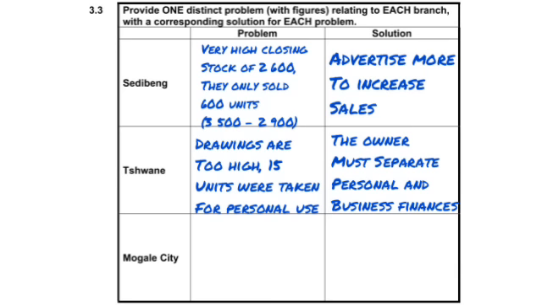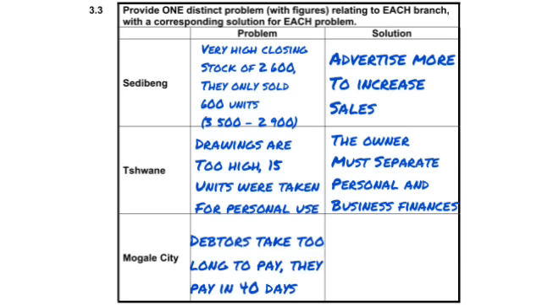And then what is the solution here? The solution here is that our owner needs to separate his personal and business finances, because that means instead of using money to buy the cooler boxes, he's just taking them, and that is him mixing personal and business, which they shouldn't mix. And then in Mohali City, we said that the debtors take too long to pay.